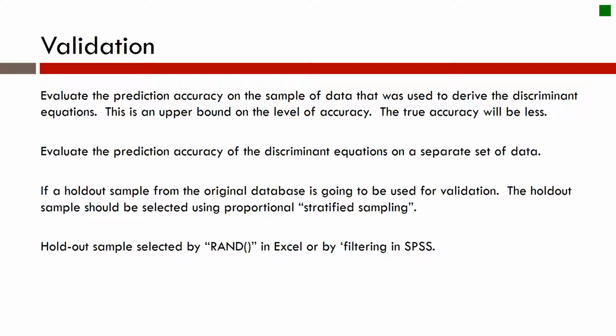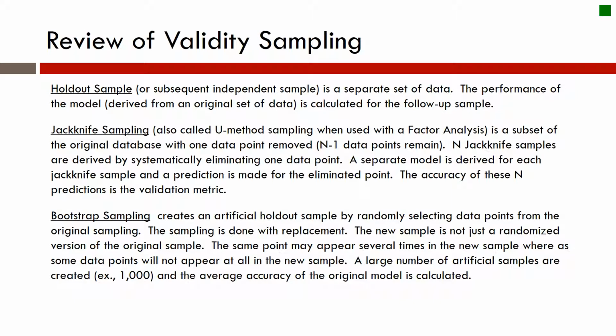And so you can actually get a second kind of accuracy score, a second hit ratio, based on the holdout data. And that would be very, very good to do. In fact, it's ideal if you can. So holdout samples then are one way to be able to do that.